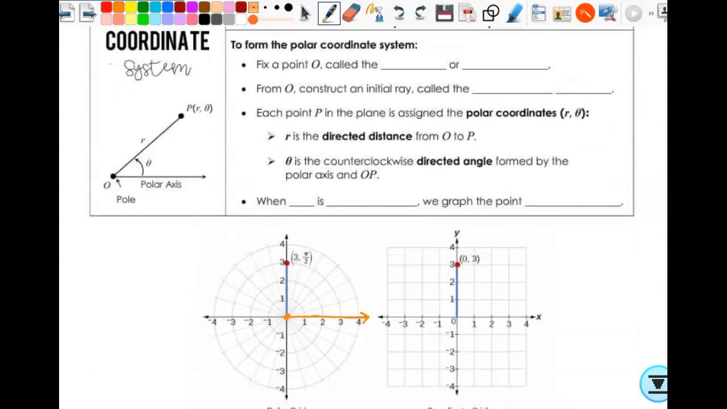All right, so what we have right here, this looks like an angle that's drawn, which it is, but this axis right here, this is your polar axis. So there's this point that's like at the origin. It's called the pole, or it's called the origin, and then this ray is the polar axis. So it says, to form a polar coordinate system, we fix a point O called the pole or the origin. And from O, we construct an initial ray called the polar axis.